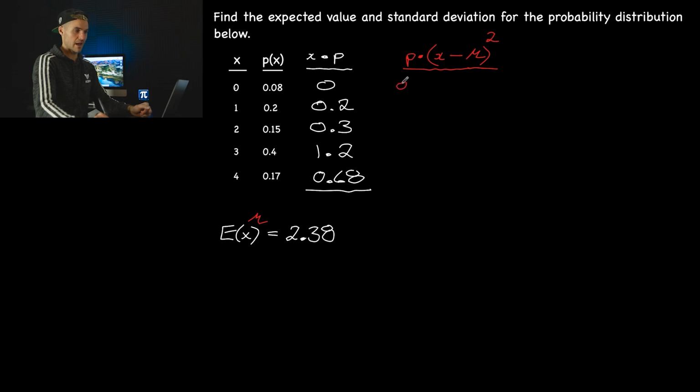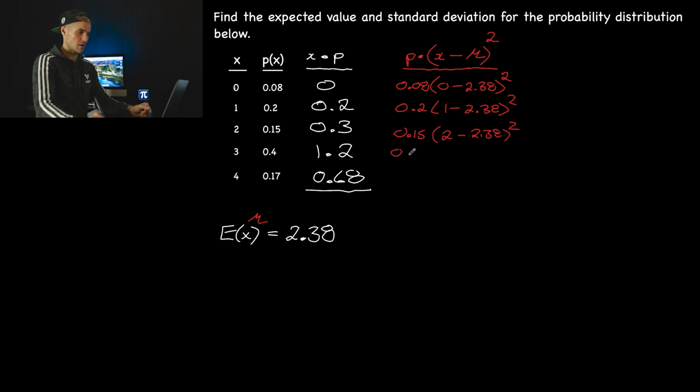So in this first row, the probability is 0.08, and we multiply it by the observation minus the mean, squared. Over here, it's 0.2 times (1 minus 2.38) squared. Then we have 0.15 times (2 minus 2.38) squared, 0.4 times (3 minus 2.38) squared, and then 0.17, the probability there, times the observation 4 minus the mean 2.38, squared.